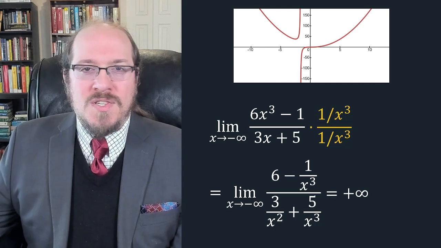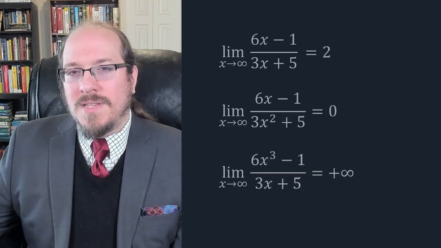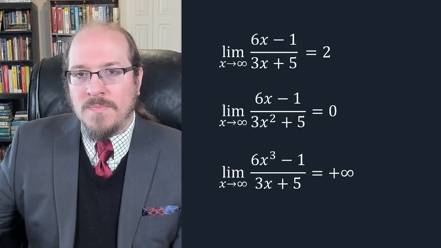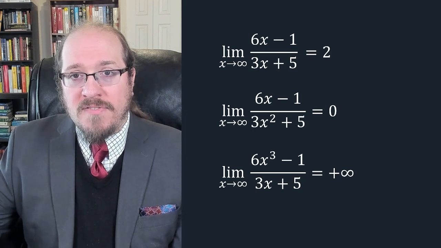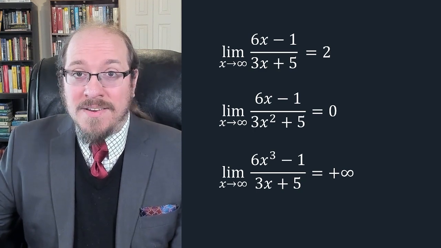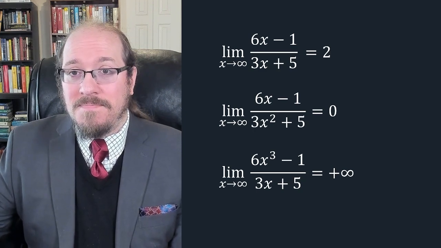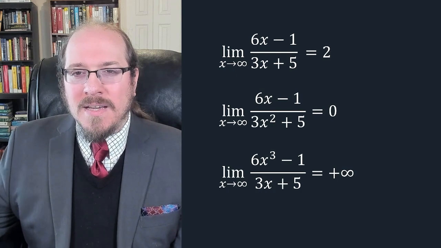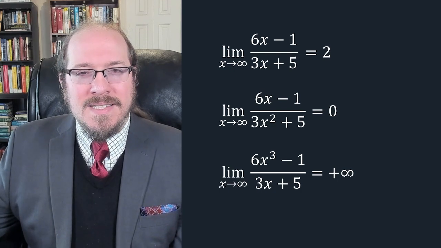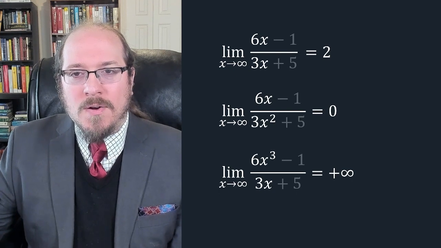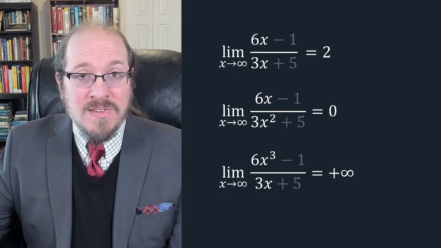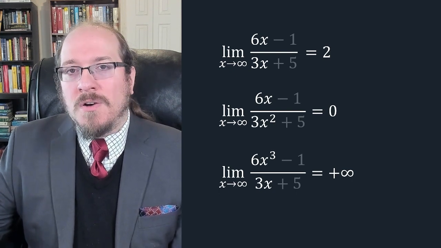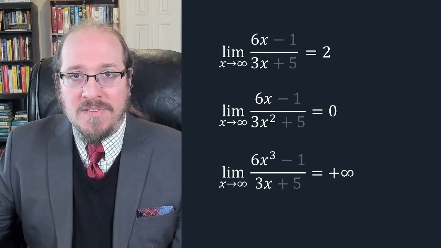So all in all, depending on the rates at which the top and bottom of the fraction grow, a limit of the form infinity over infinity could approach basically any number, including infinity. But you might have noticed that the only thing that really matters here is the leading term in the numerator and the denominator. As x grows larger and larger, the fastest growing term dominates the behavior of the function.